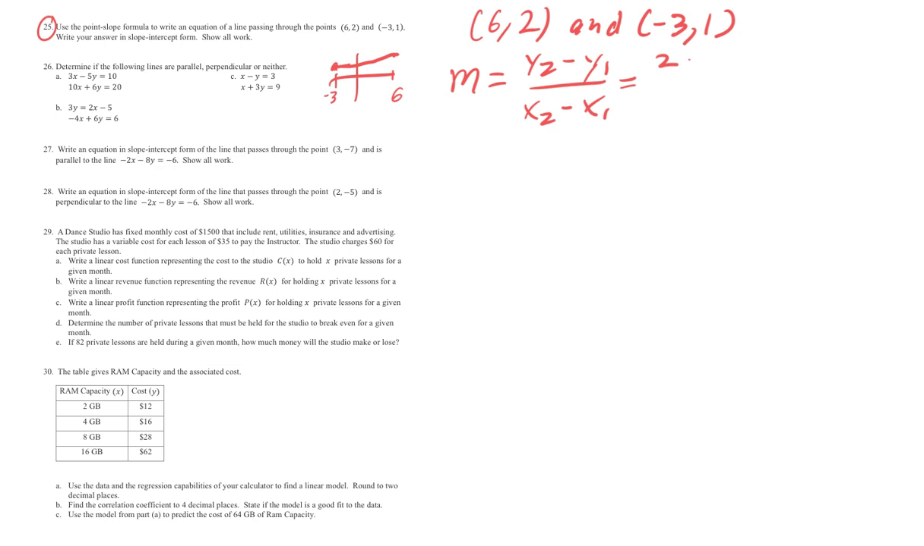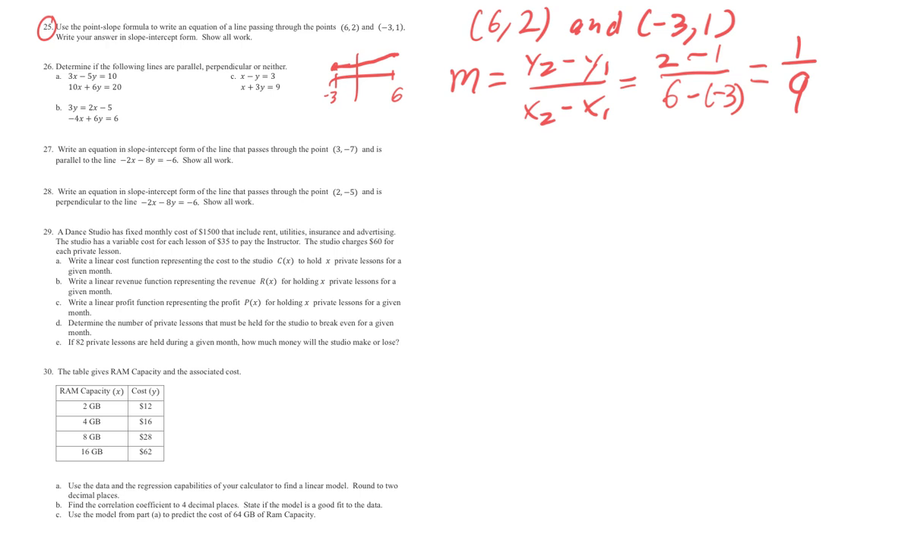So 2 minus 1 over 6 minus -3. It's going to leave our numerator with 2 minus 1, which is 1, and 6 minus -3 is going to leave us with 9, so our slope is going to be 1/9.